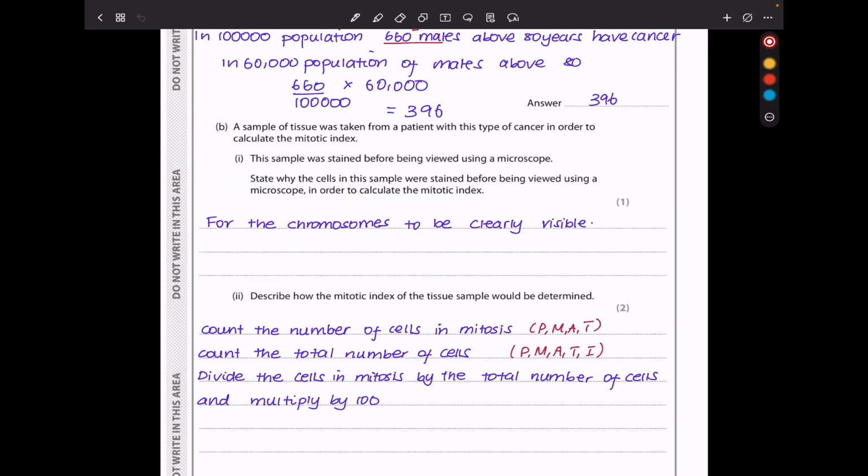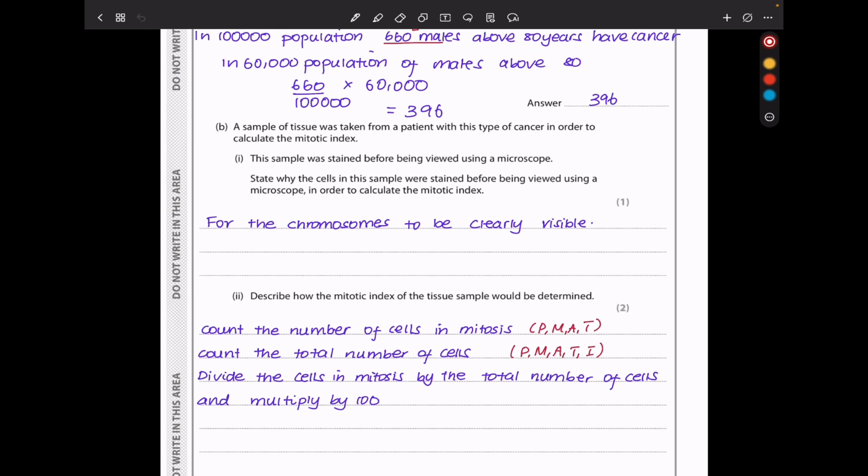In part B, a sample of tissue was taken from a patient with a type of cancer in order to calculate the mitotic index. The sample was stained before being viewed using a microscope. State why the cells in the sample were stained before being viewed using a microscope in order to calculate the mitotic index. Staining is to ensure that the chromosomes can be visible.